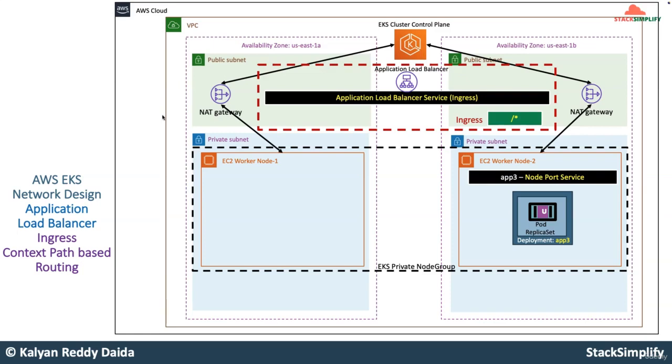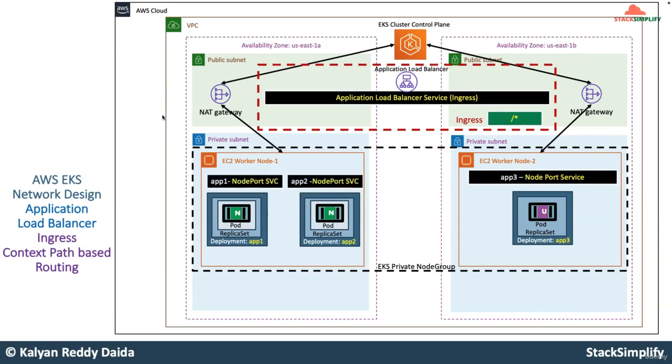So now we are going to deploy 3 apps. For those 3 apps, we are going to have 3 deployment manifests and node port service manifests. Those are nothing but app1 node port service and app1 deployment, app2 node port service and app2 deployment, and app3 node port service and app3 deployment. And we are also going to define an ingress service with context path based routing rules.